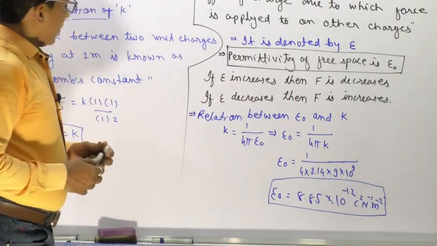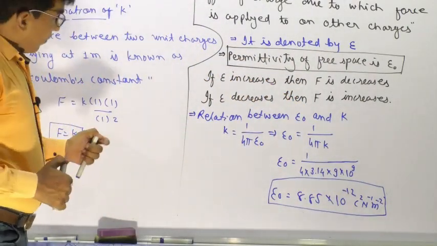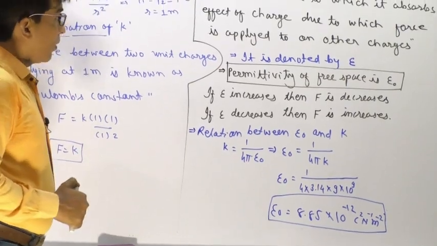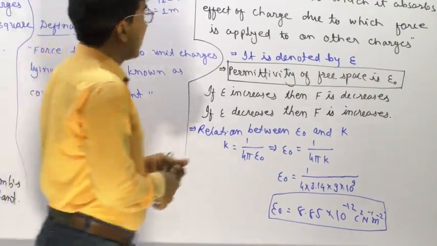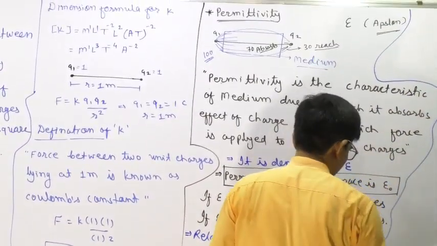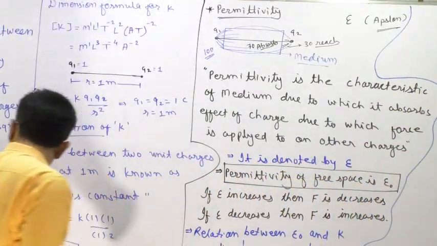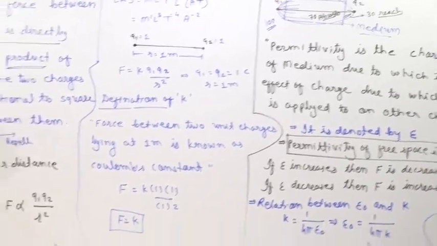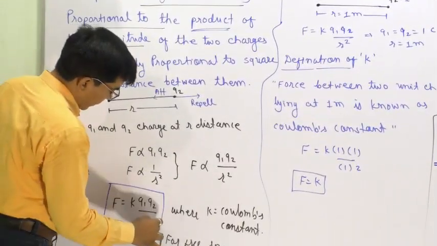Then what is the effect of this epsilon naught on force? So our equation, which one? This one. This is equation number 1.